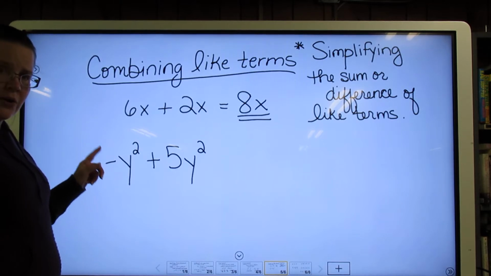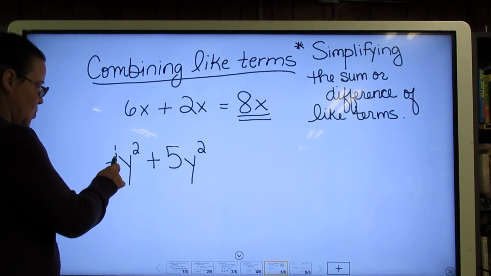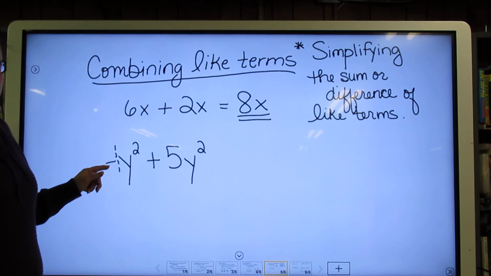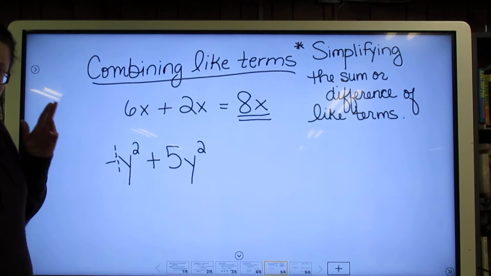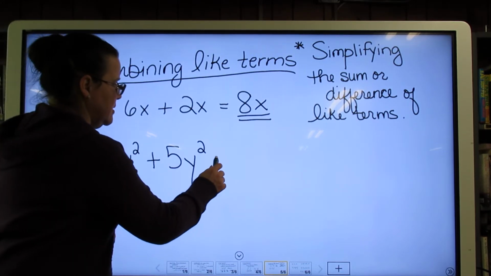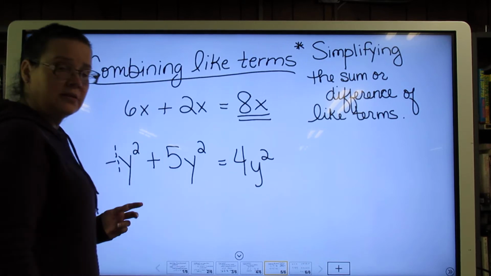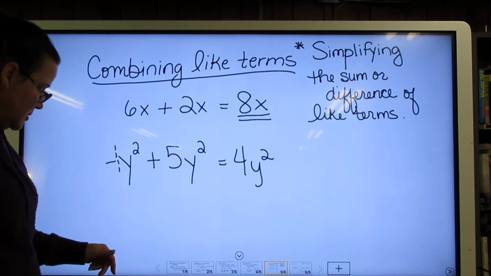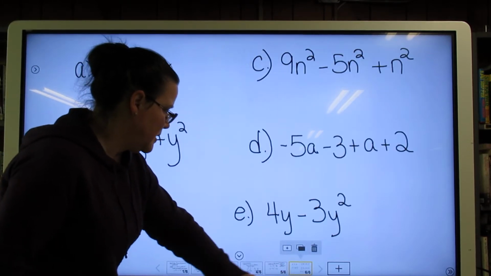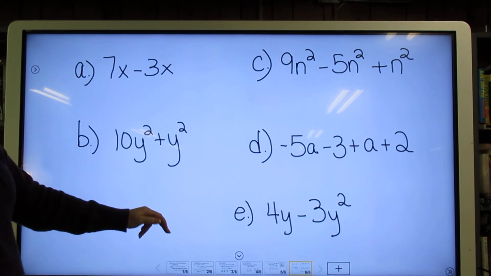Well, remember, no number in front of the variable is always that 1. And I always write a little imaginary 1 because I can see it in my brain. And 5 minus 1 would be 4. And y squared, because it matches, comes with it. Awesome. And then last but not least, are 5 problems.